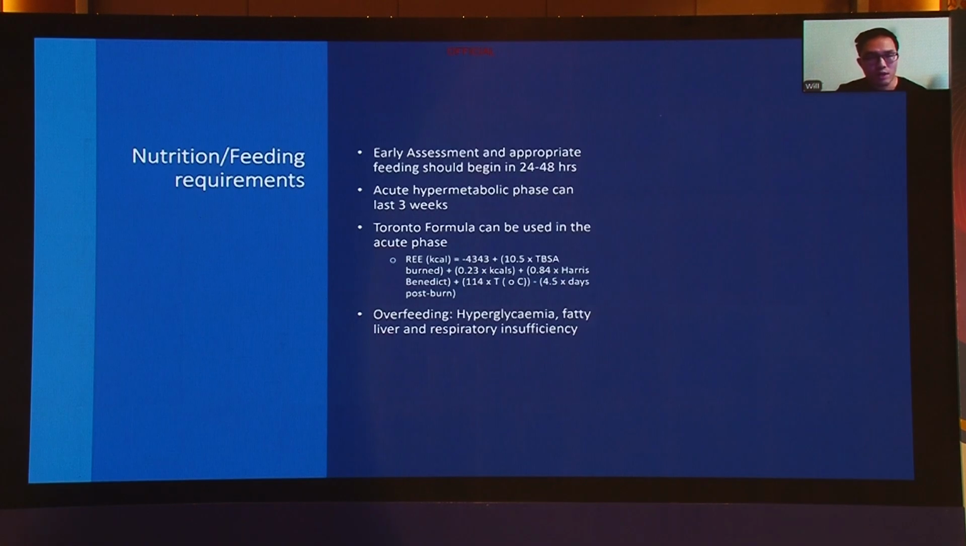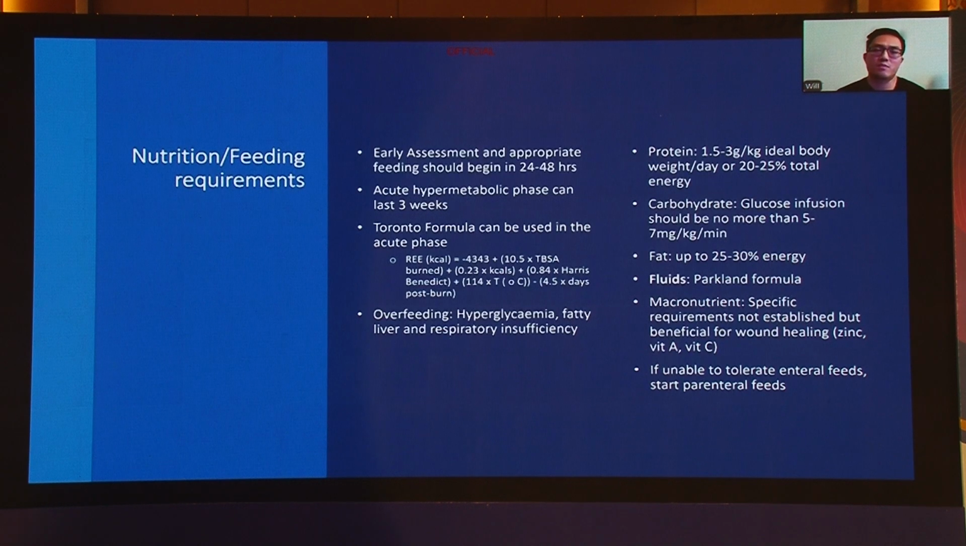I'll touch briefly on nutrition and feeding. This is part of the early assessment and management. You want to try and optimize this as much as possible within the first 24 to 48 hours. After a burn, especially a large burn, the body will go through a hypermetabolic phase, which can last up to 3 weeks. The Toronto formula for feeding is provided here.